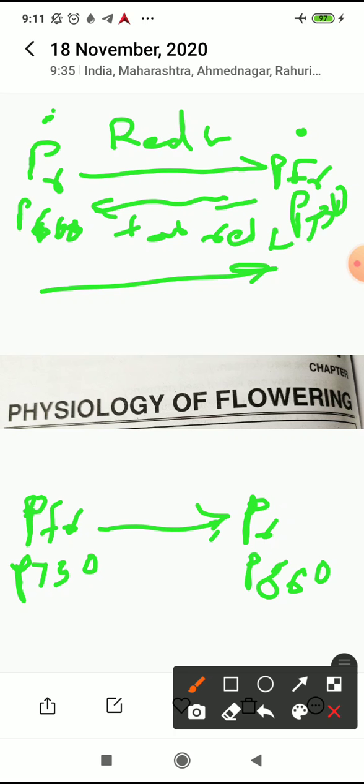During daytime, PFR accumulates in the plant and inhibits flowering in short day plants, while it stimulates flowering in long day plants. In the critical dark period in short day plants, PFR is converted into PR form, resulting in flowering.